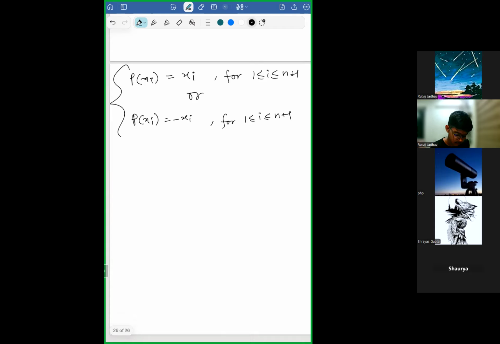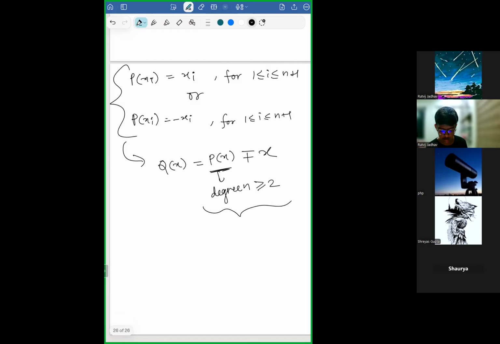See, in either case, you can just consider the polynomial q of x. This is p of x plus or minus x, right? So in the first case, we assume p of x minus x, and in the second case, we assume p of x plus x. And this has n plus 1 solutions. But we know that p has degree n greater than or equal to 2. So this whole thing also has degree n. But we are getting that it has n plus 1 roots, which is a contradiction.